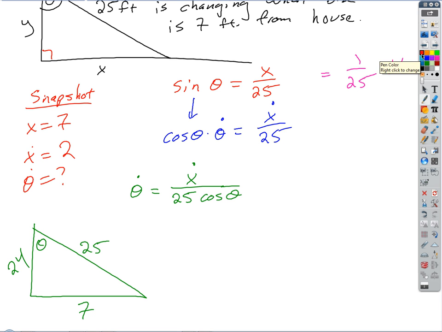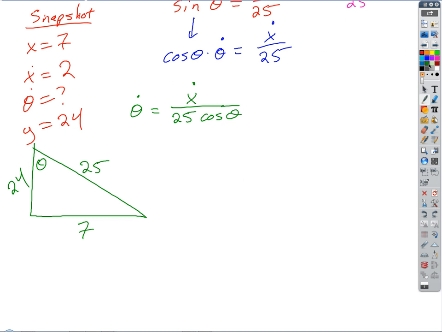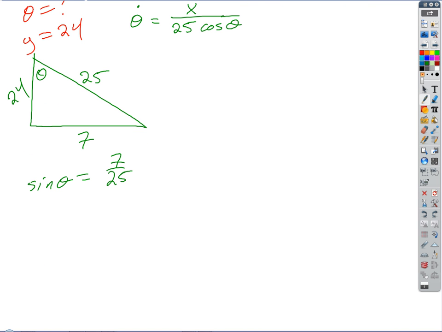I could add in there y equals 24, right? Agreed? Okay. So that's something I could add. I could go back up to this relationship here, and I could even solve for theta, because x is 7. We know from this relationship down here that sine theta is just 7 over 25 in our snapshot. So therefore, what's theta? Going back to trig.